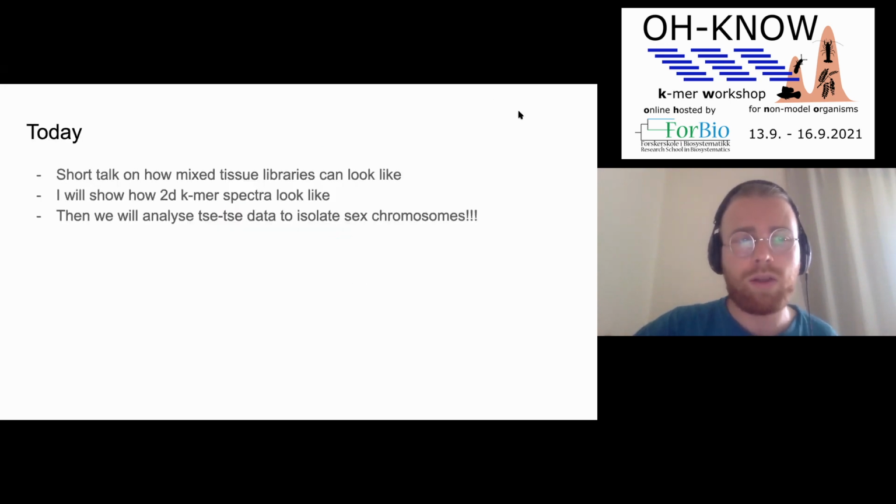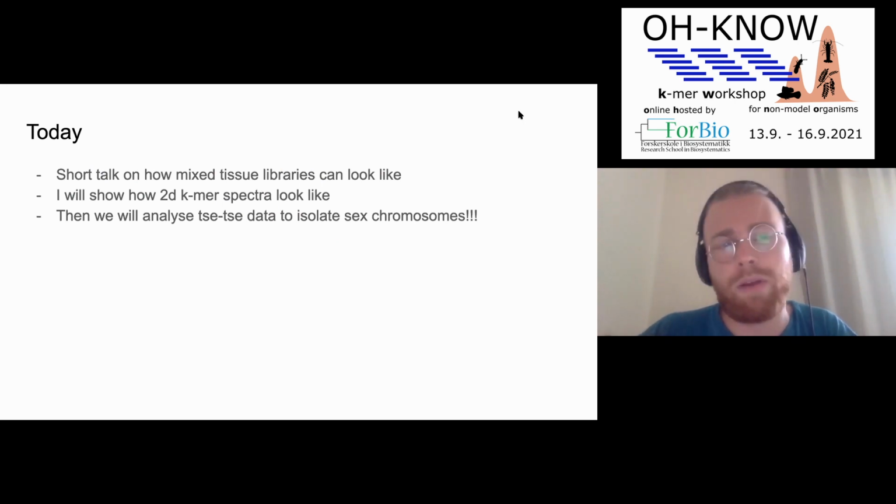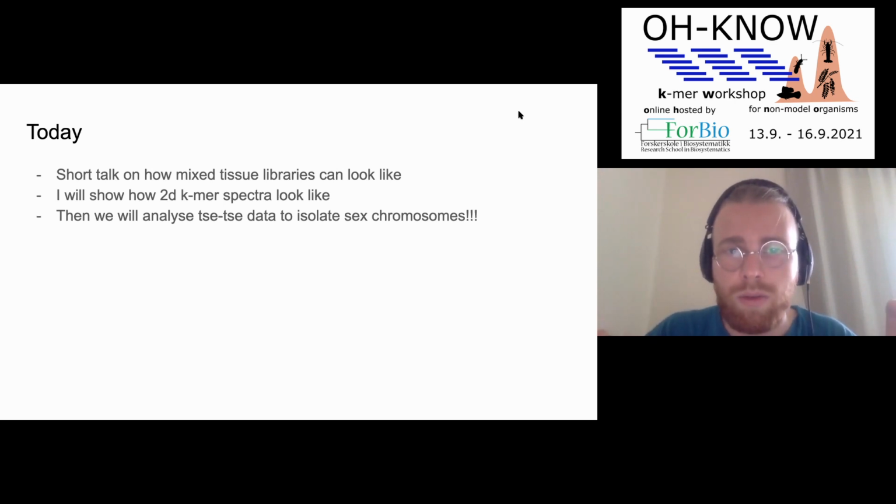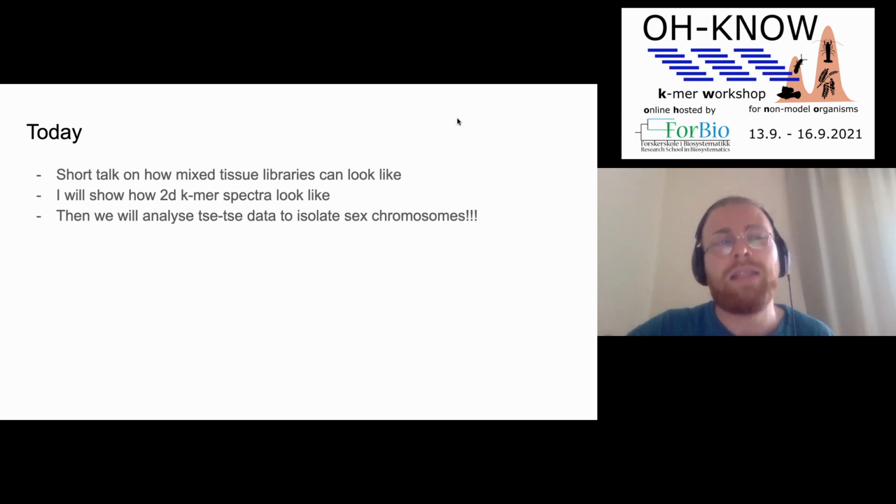be used for. So today I will start with a short talk where I will first explain why we would even care about something like that. And I will then show you an example of mixed tissue libraries. It's something that we always wanted to have as part of the workshop, but we never knew where to fit it, so in the end it's inserted at today's start.